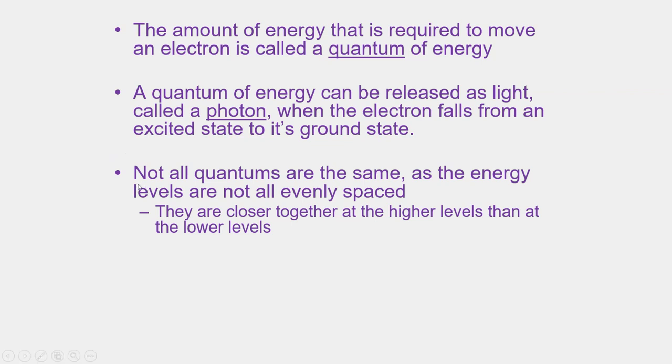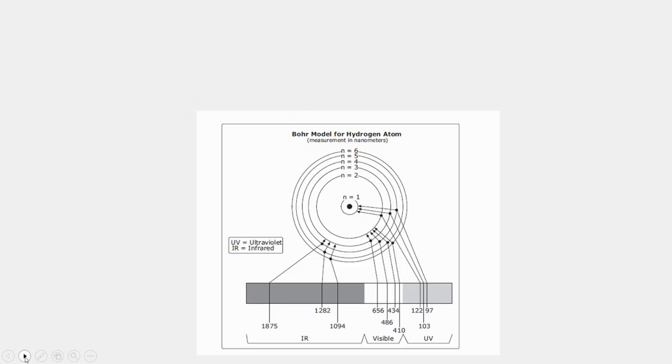And again, not all quantums are the same, as the energy levels are not all evenly spaced. So when you look at the hydrogen atom on the back of your reference tables, you'll see that the energy levels are closer together as you move up and further apart as you move down. So let's take a look at a couple of examples. So you'll find this chart on page 8 of your reference table.